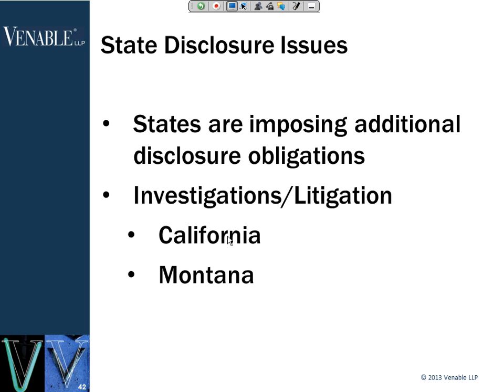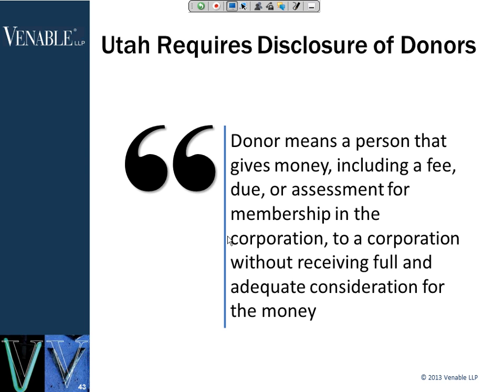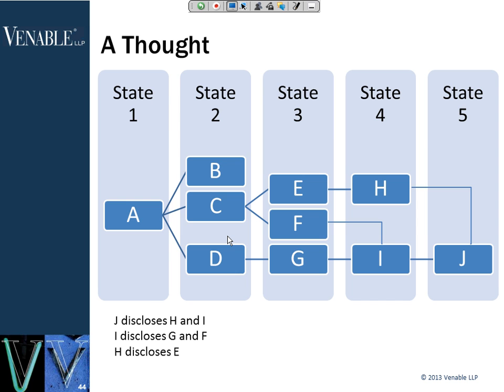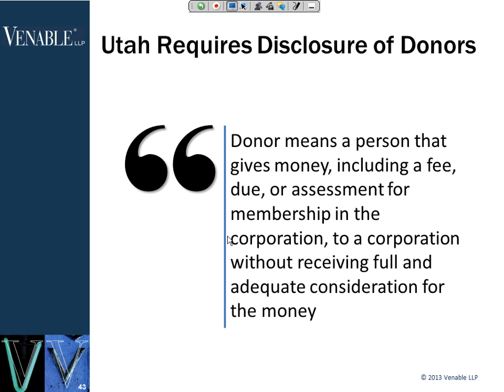Utah recently passed a law that requires disclosure of donors, and they take a very broad view of what a donor is. It's anyone who makes a payment to an organization without receiving full and adequate consideration for the money. Now, it seems to me that that's a complicated definition. What about a membership organization where you're paying for your membership? How does that get figured in? So it's going to be a very complicated situation to determine when these rules kick in.